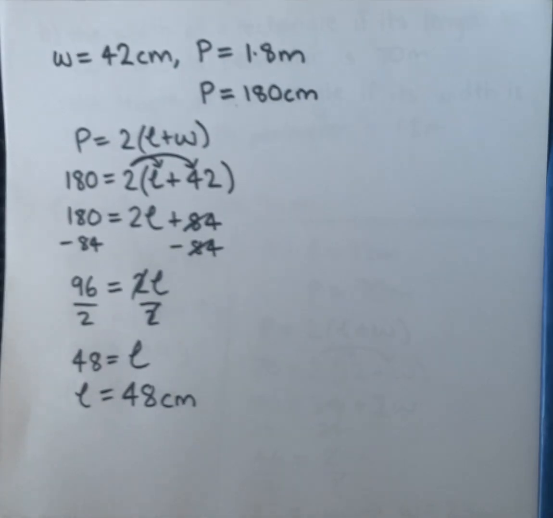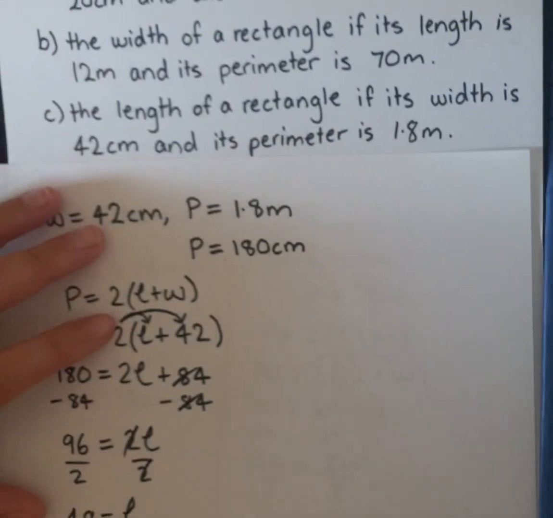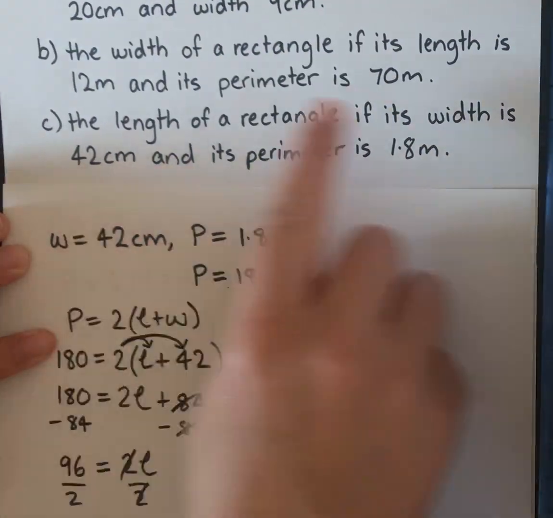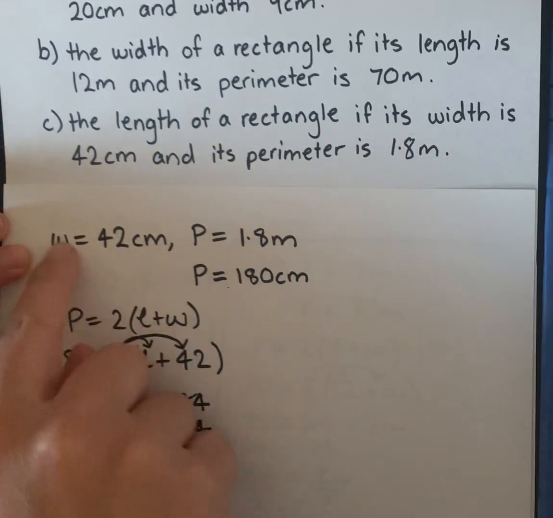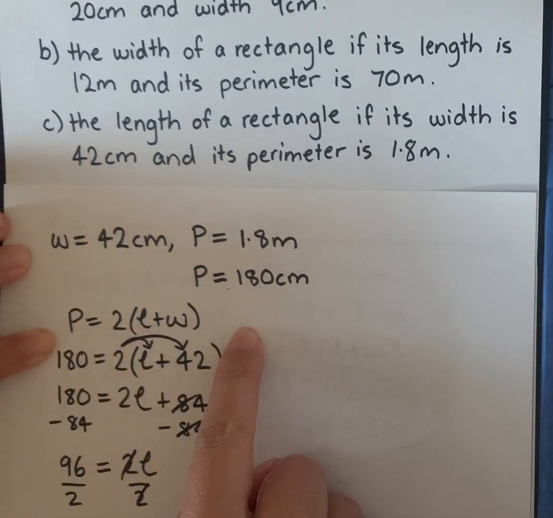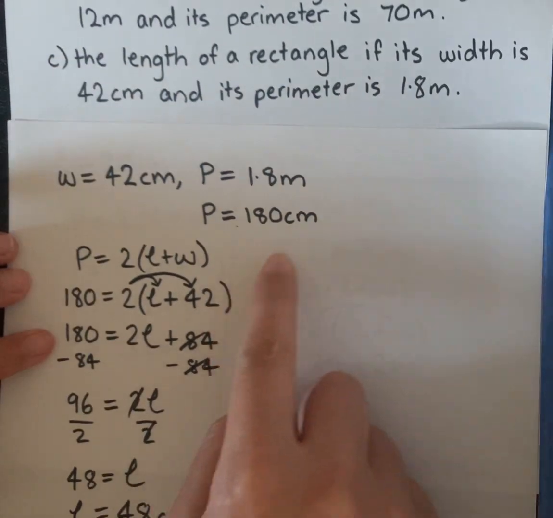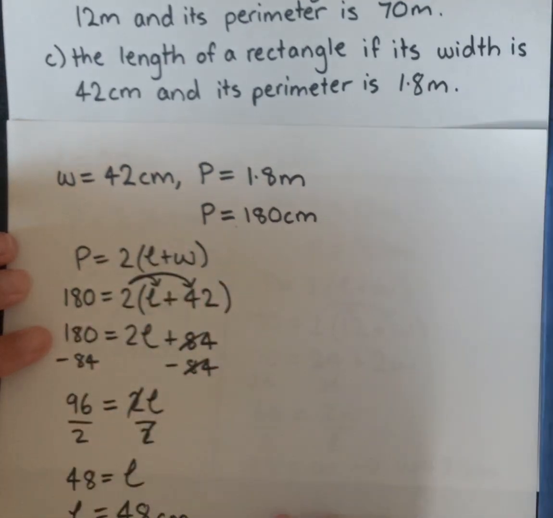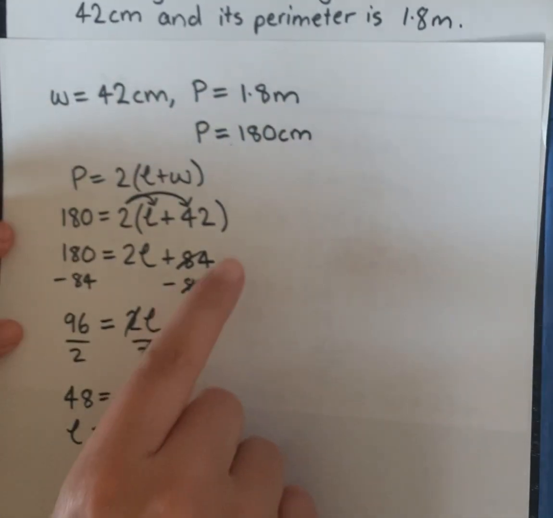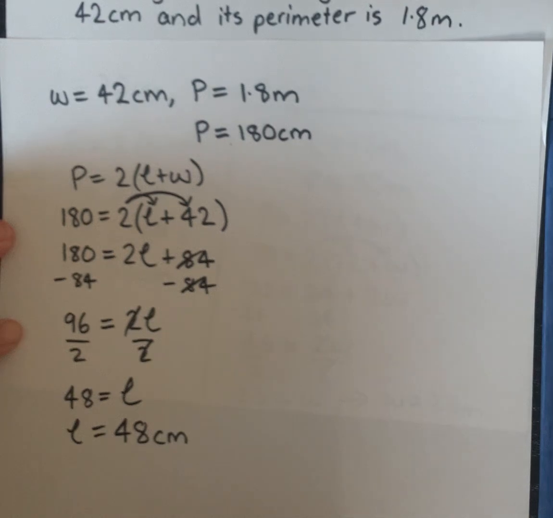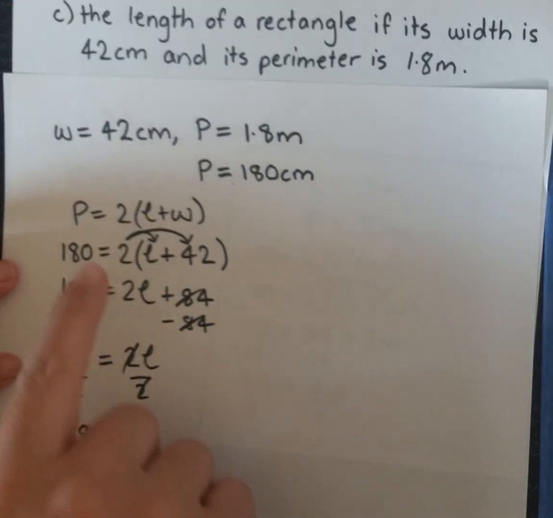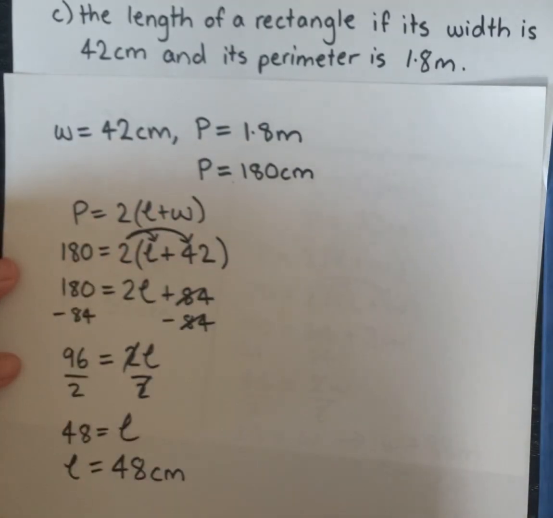So really, it's just about reading the question, and they're going to give you some information. So they gave us width and perimeter in this case. Write down the information that they gave you, and then just plug those numbers into the equation. And you might need to do a little bit of equation solving, but you should be left with only one variable that you can then solve.